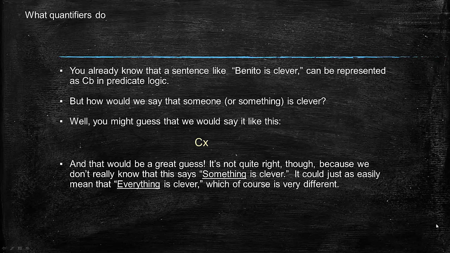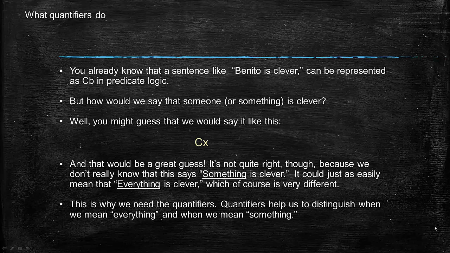So the problem with just letting Cx mean x is clever is that it's ambiguous. We don't know whether it's saying that something is clever or that everything is clever. It could mean either one of those things. So that's why we need the idea of a quantifier. We need to be able to distinguish between statements that say some one thing is clever, or at least one thing is clever, or if we're making a much more categorical statement that everything is clever.